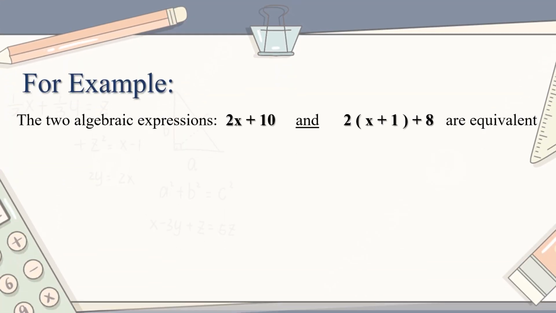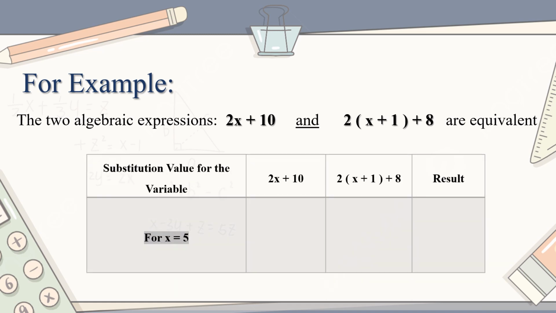For example, the two algebraic expressions 2x plus 10 and 2 multiplied by the sum of x and 1, plus 8, are equivalent expressions. Let's check how the two expressions are equivalent. If we substitute x equals 5 in the first expression, 2x plus 10, we will get 2 times 5 plus 10, which equals 10 plus 10, which equals 20.